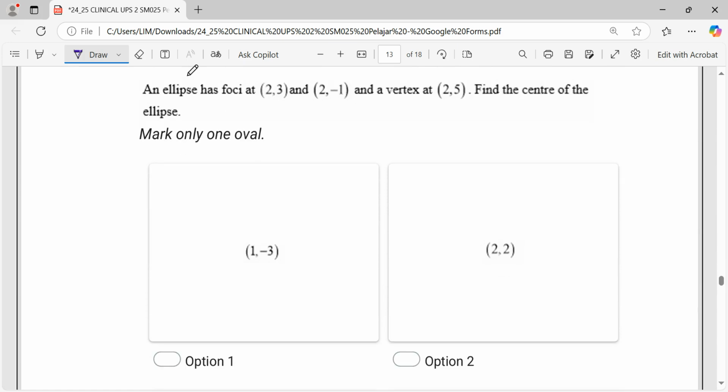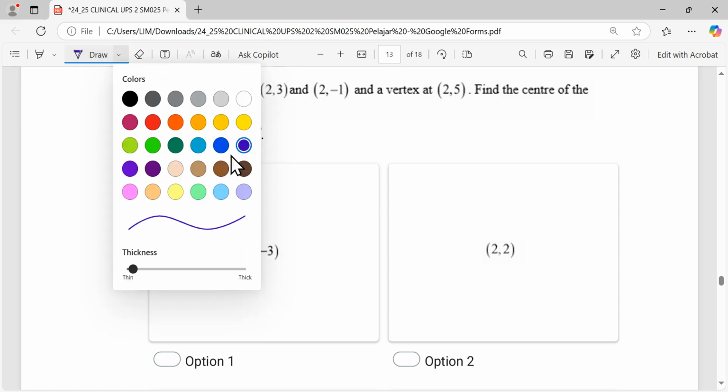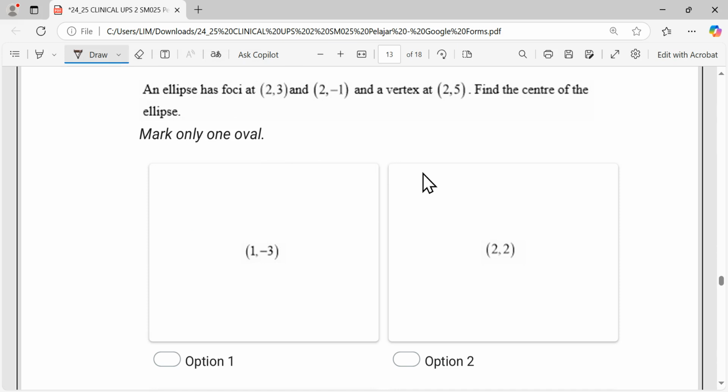And then an ellipse has a focal 2, 3 and 2, negative 1. So we try to plot this value. 2, 3 and 2, negative 1. Vertex is 2, 5. So x-axis, y-axis. Okay, this is coordinate 2. This is coordinate 3. I assume that this is one of the foci. Another foci is 2, negative 1. So the focus point here is 2, 3. Another focal point here is 2, negative 1.